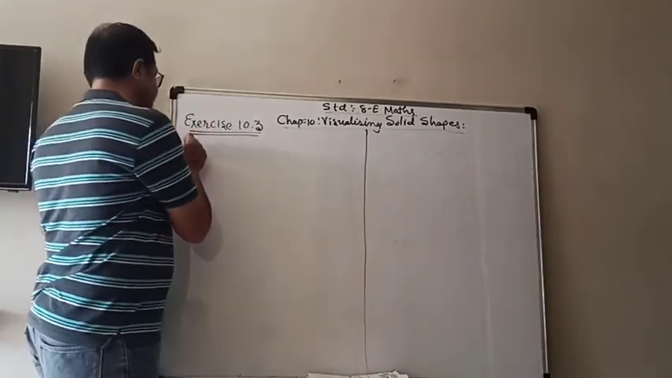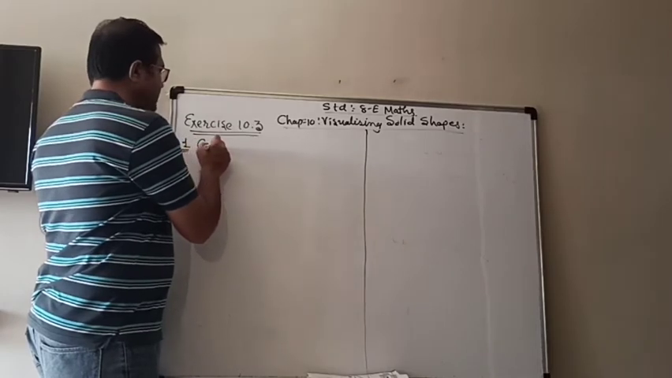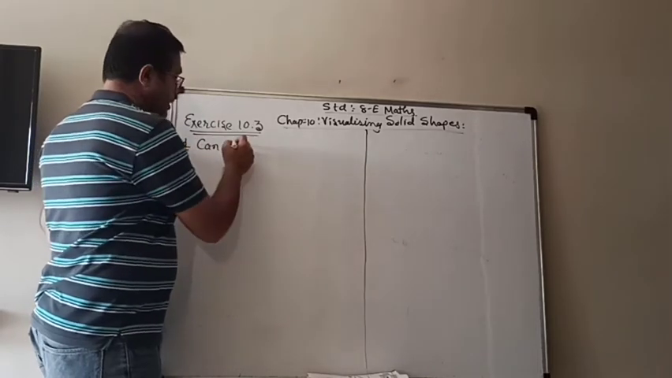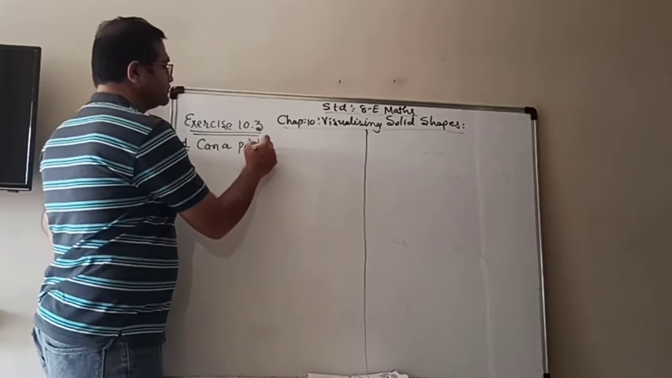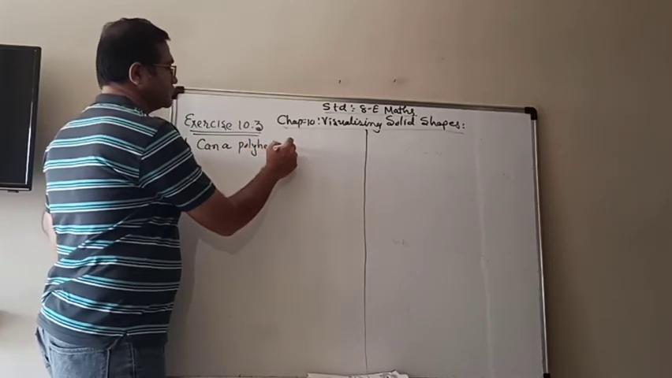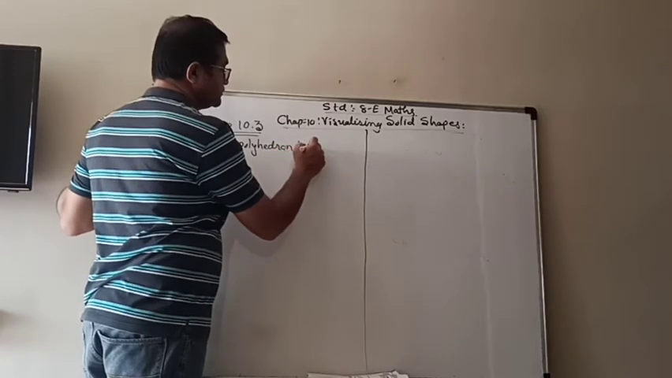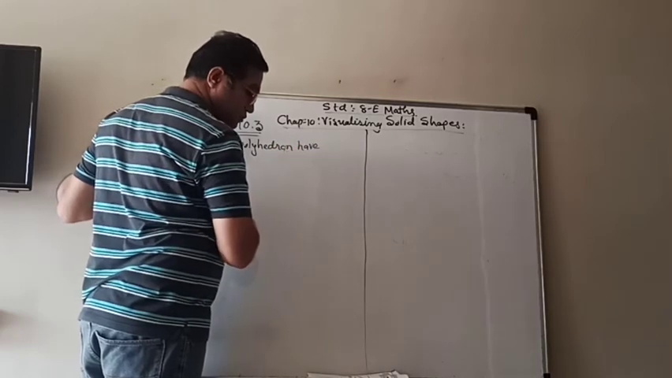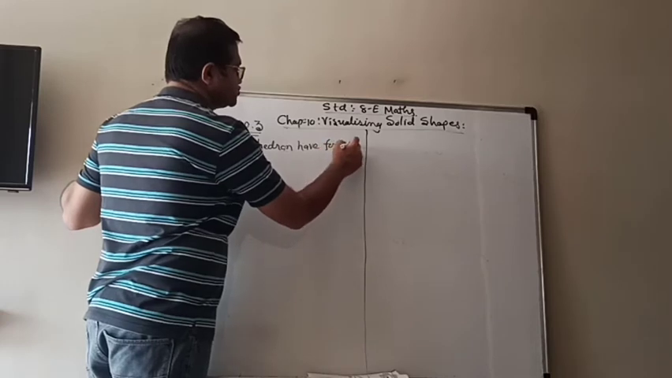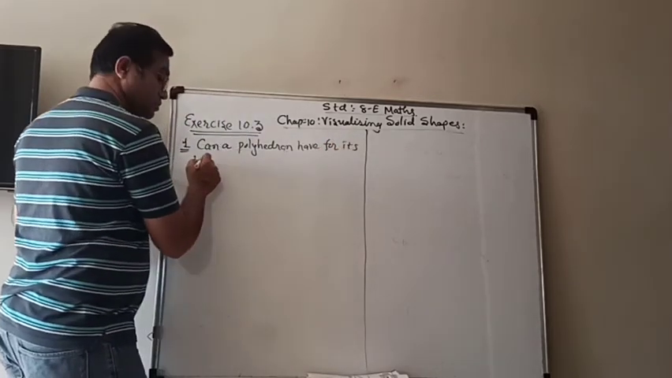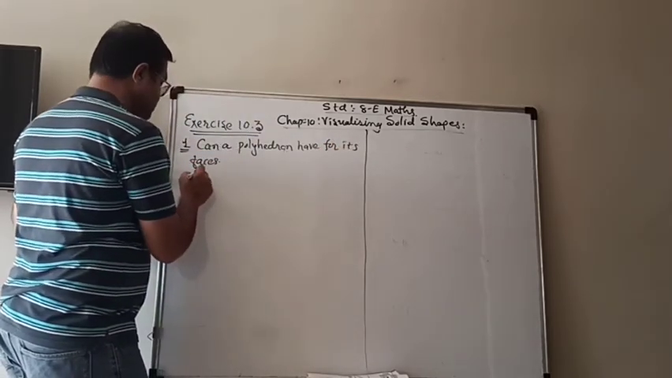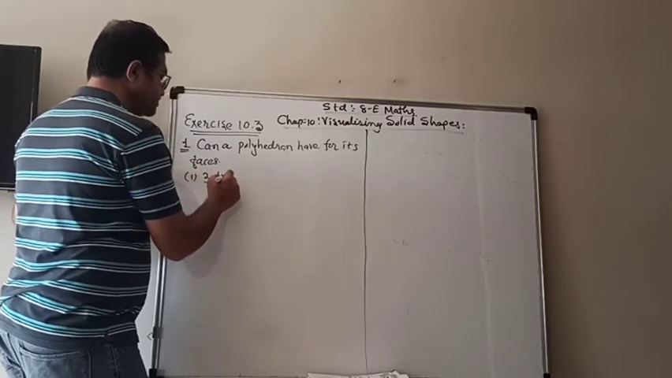Now we will start exercise 10.3. Question number 1. Can a polyhedron have for its faces first 3 triangles?